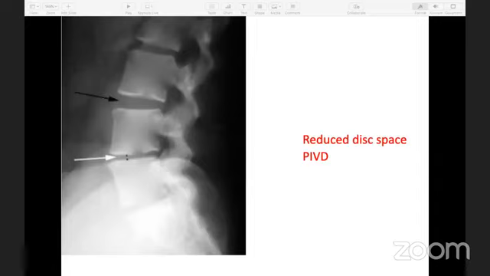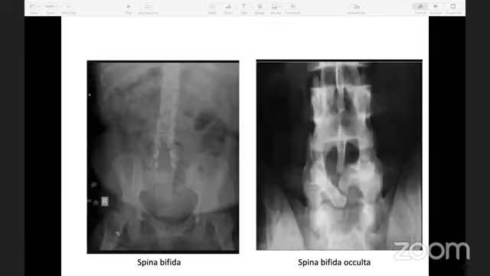Reduced disc space between L4-5 suggestive of prolapsed intervertebral disc. This is a variety of spinal dysraphism. On the left side you see spina bifida. On the right side, spina bifida occulta.